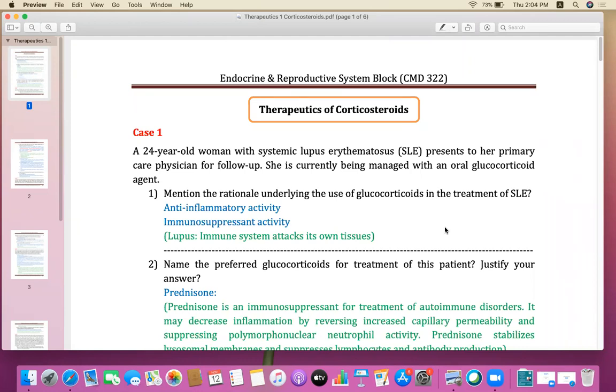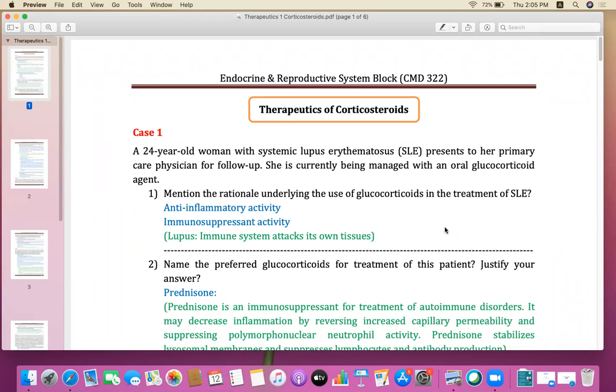So, as we discussed in the lecture, the SLE patient is taking glucocorticoids to prevent the inflammation. So, what is the first question? Mention the rationale underlying the use of glucocorticoids in the treatment of SLE. What is the use of glucocorticoids? Obviously, it is an anti-inflammatory activity. Due to anti-inflammatory activity, the glucocorticoids are used in the treatment of SLE. Plus, second, it has immunosuppression activity.